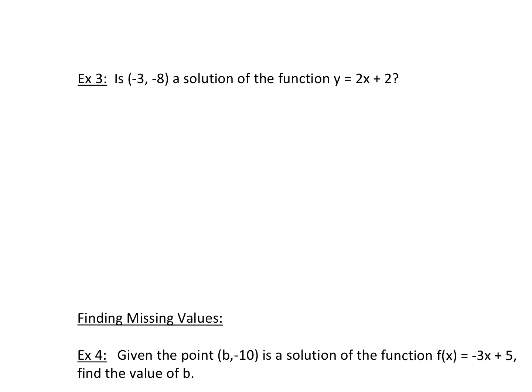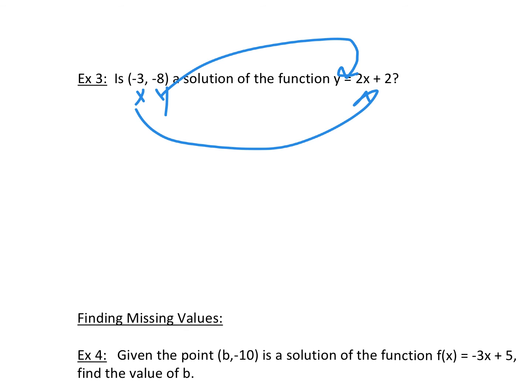So a common question will be whether a particular point is a solution of a particular line. So when they ask you in example 3, is -3, -8 a solution of the function y equals 2x plus 2? They're asking you, is this point on this line? Okay, so to do that, instead of graphing it, you could graph it to see if that point is on the line, or you could remember that the first number always is the x-coordinate and the second number is the y-coordinate, and that we could substitute these values in for x and for y, which is over there.